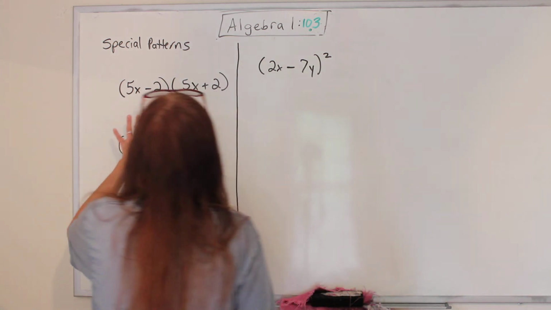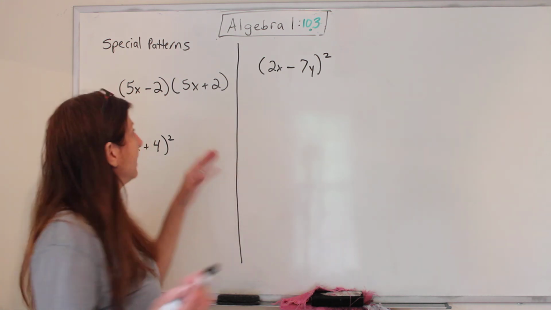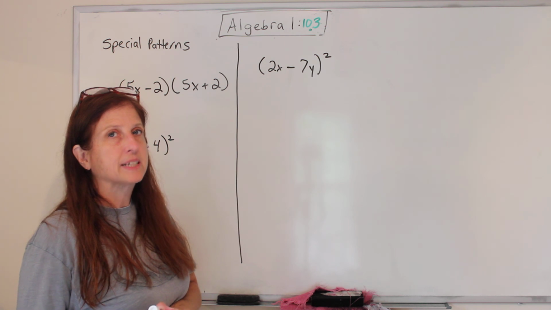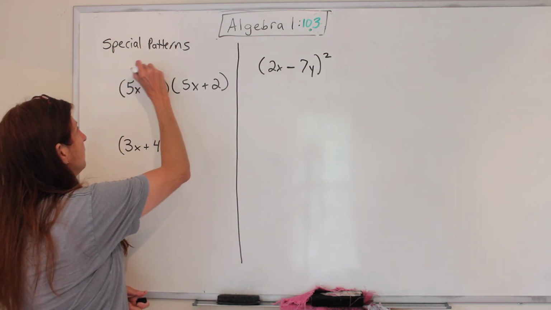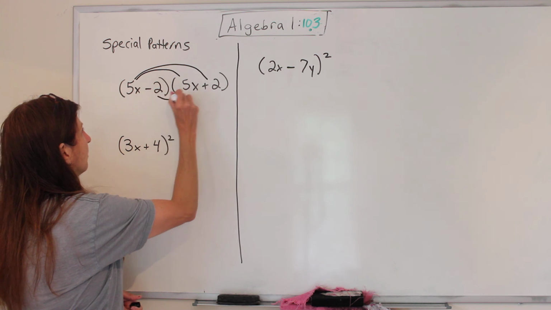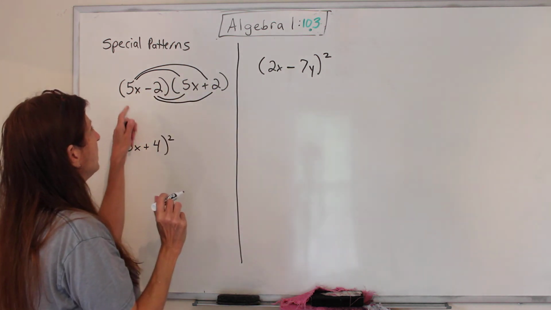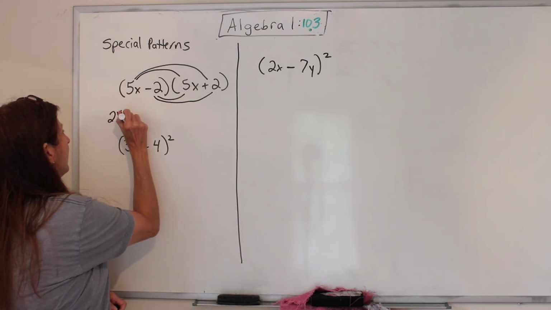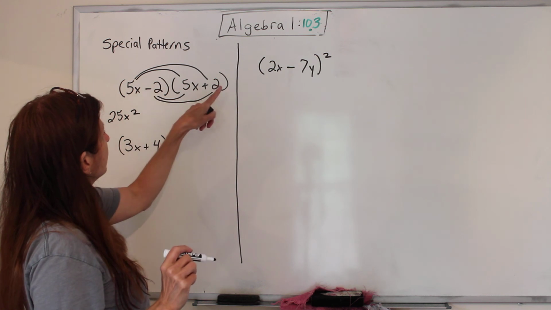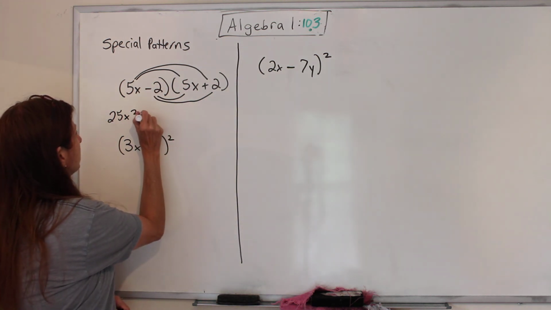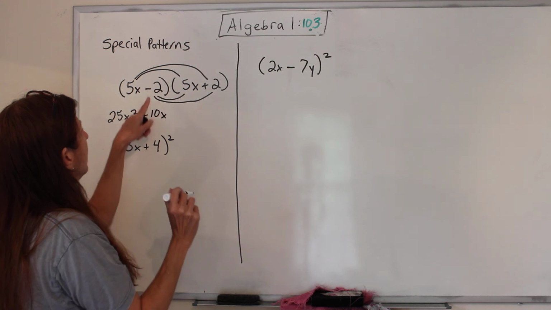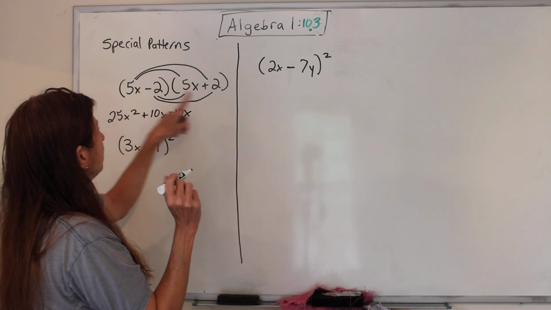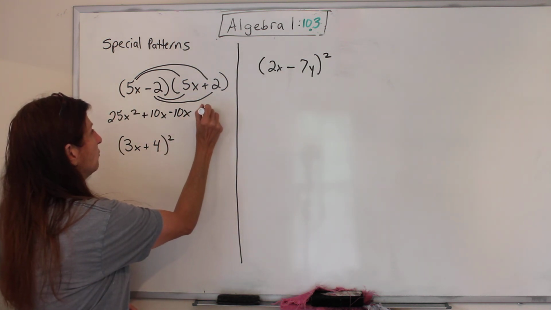All right, so here's the special pattern. Notice that these are the exact same thing, except this one's minus and this one's plus. Let's see what happens. What do we do first? Draw our lines. That's right. Always draw the lines. Okay, now we do the math. 5x times 5x is 25x squared. 5x times 2 is plus 10x. Negative 2 times 5x is negative 10x. And negative 2 times positive 2 is plus 4.